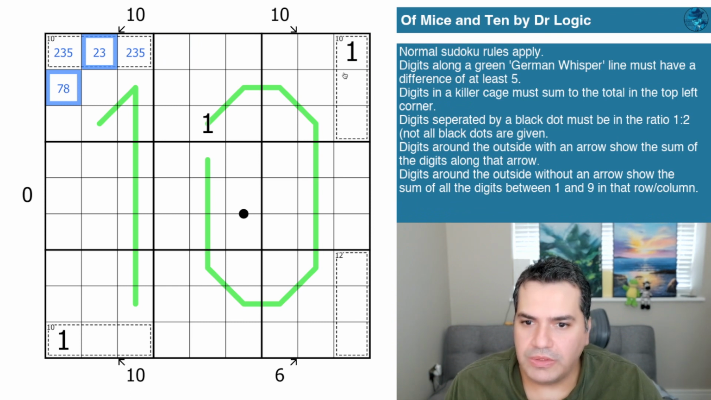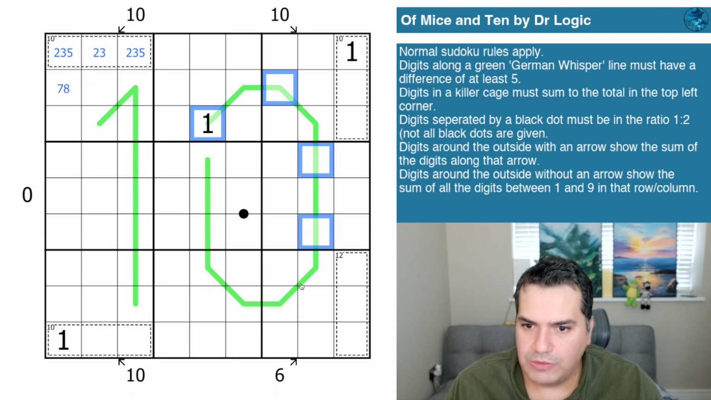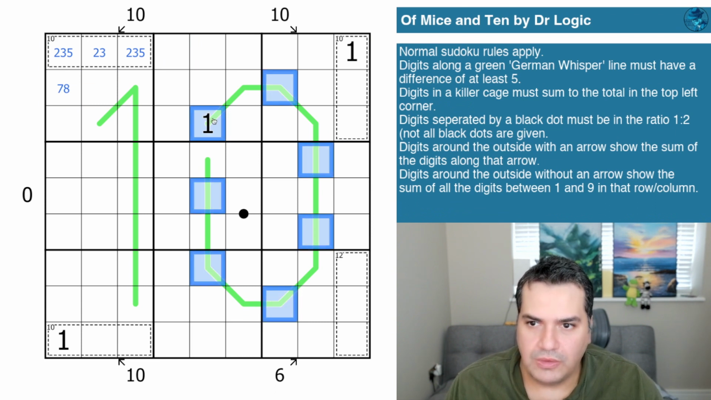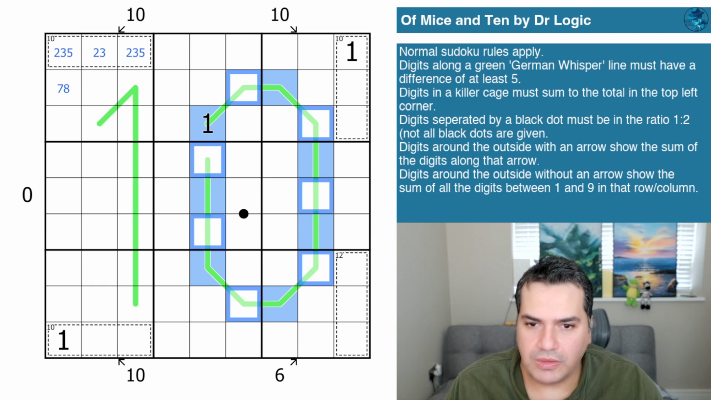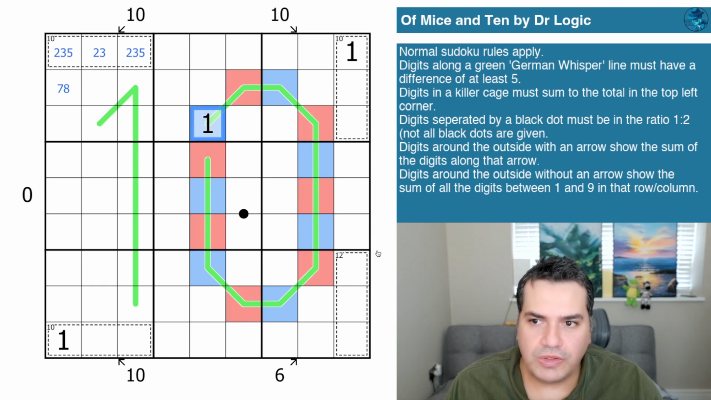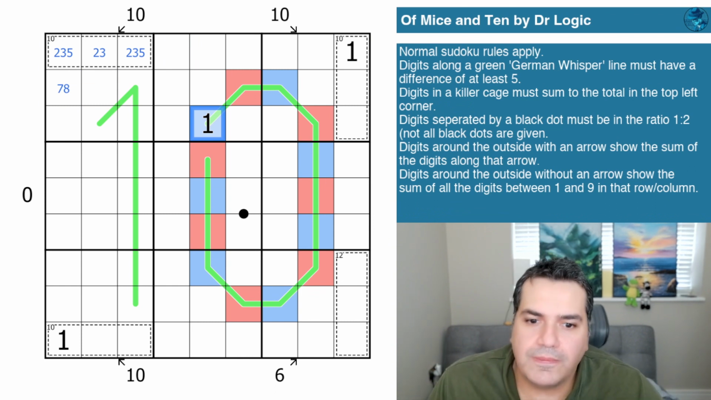What else do we know in here? We can color this German whispers line. Remember how I said it oscillates between low digits, which I will show as blue, meaning 1, 2, 3, or 4, and high digits, meaning 6, 7, 8, or 9. Because of this one already being placed, we actually know the color of this. So we can, for a change, color these German whispers lines rather than actually try and guess what they all are.